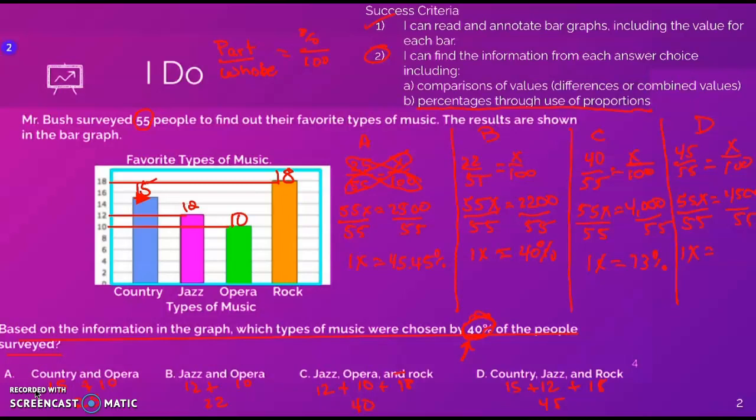Okay, 4,500 divided by 55 is equal to 81.82, or if I average it out, it will be 82%. So then I've got 82%, 73%, 45%, and 40%, but the answer I'm looking for is 40%. Therefore, my answer selection will be B.